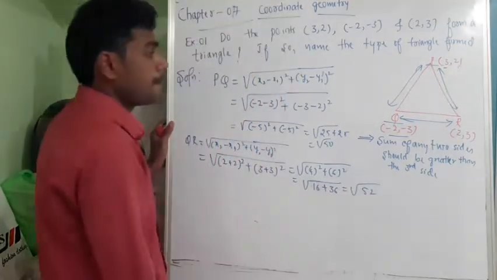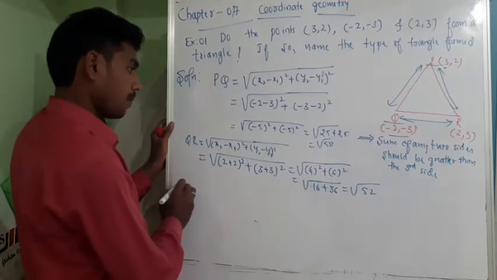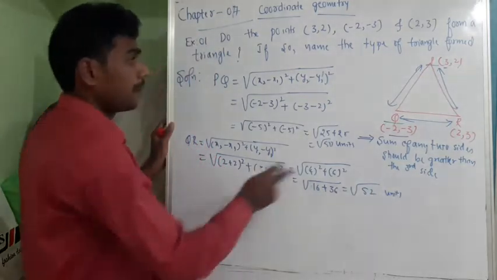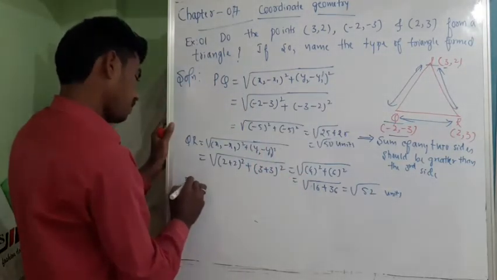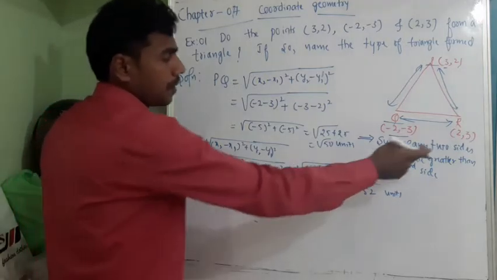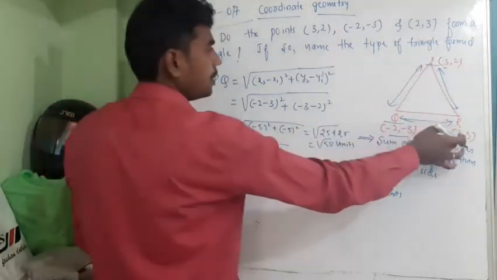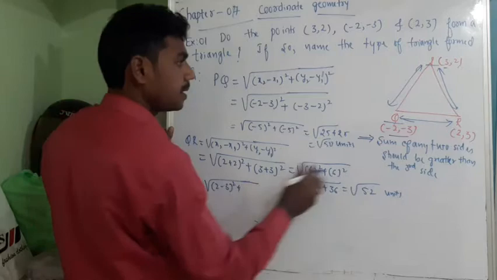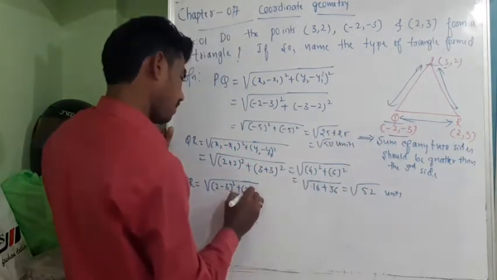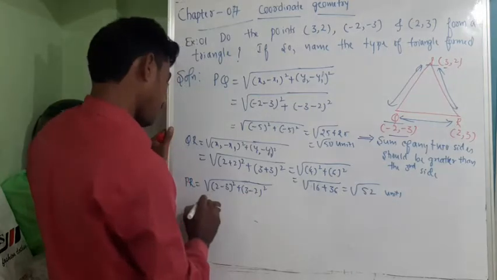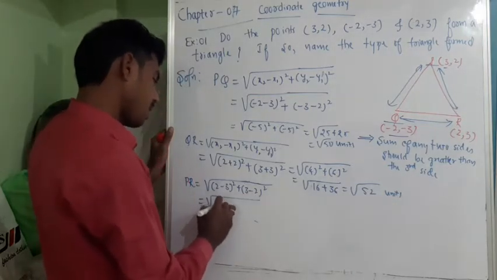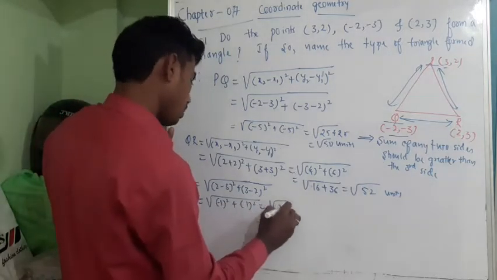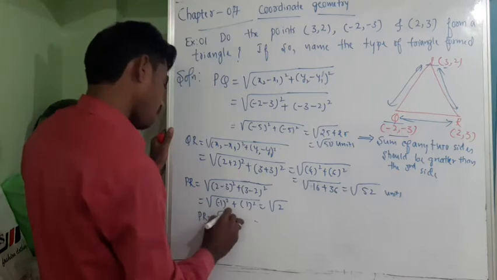Okay. Next, units. We don't know what it is. Next, PR is equal to x2 minus x1. See, if I consider this as x2 and this as x1, so 2 minus 3 whole square plus 3 minus 2 whole square. Okay. 2 minus 3 is nothing but minus 1 square, plus 1 square, which is equal to 1 plus 1 is 2. So PR is equal to root 2.